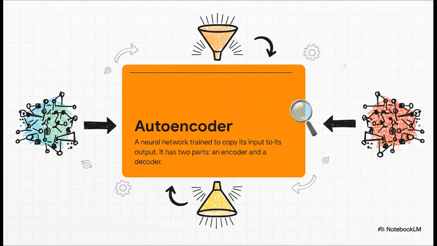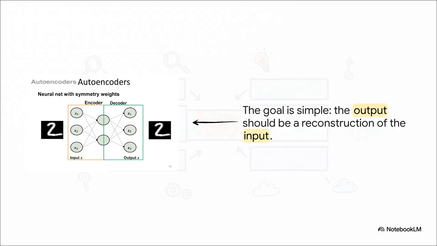Okay, so what is an autoencoder really? Well, it's a type of neural network that's trained to do one thing, try to copy whatever you give it. And it's basically made of two key parts. You've got an encoder, and then you've got a decoder. This image shows it perfectly. You feed the network an image, in this case a handwritten 2, and the whole goal is to spit that same 2 out the other side. Seems simple enough. But the really interesting stuff, that all happens in the middle.